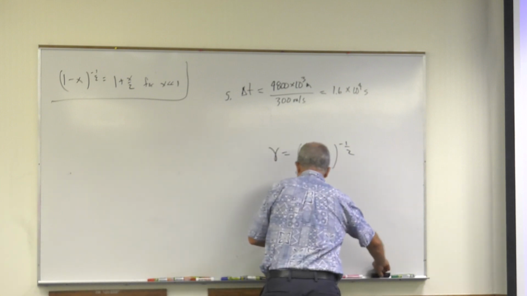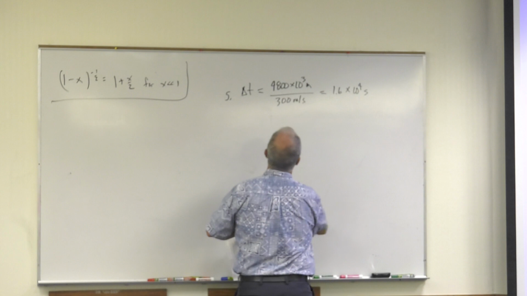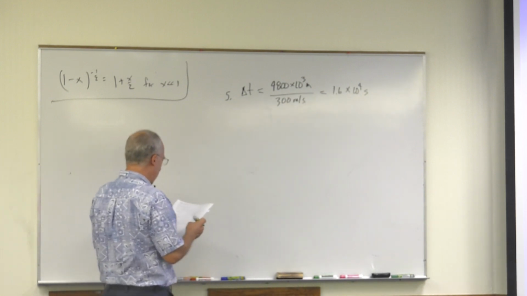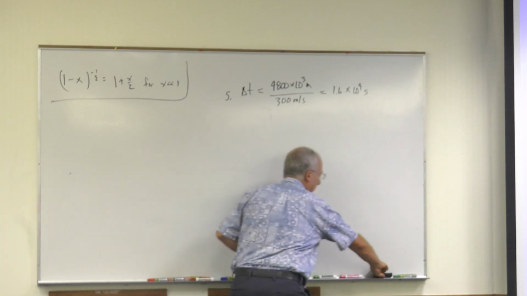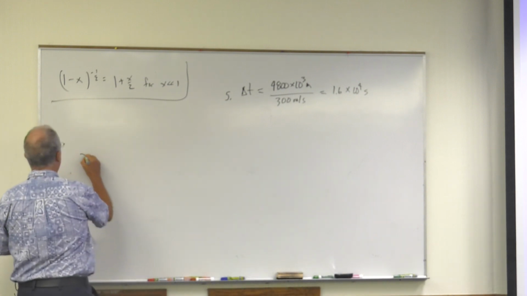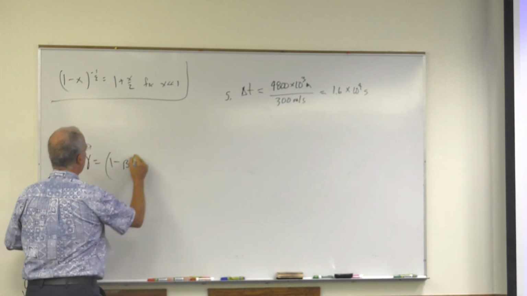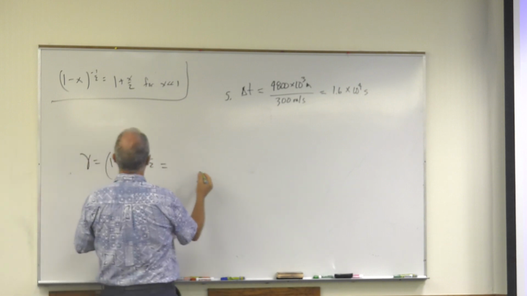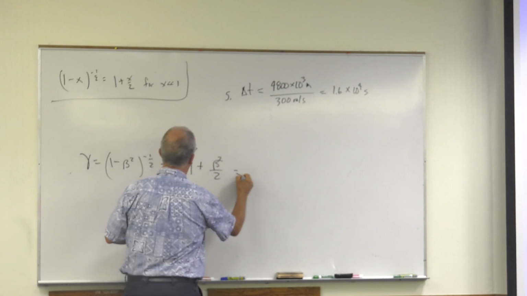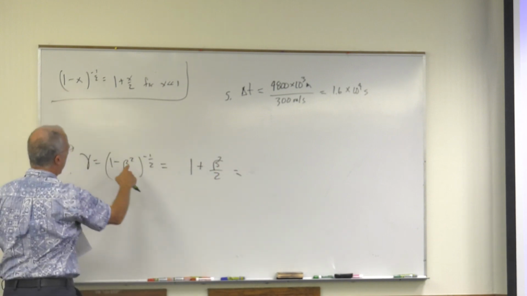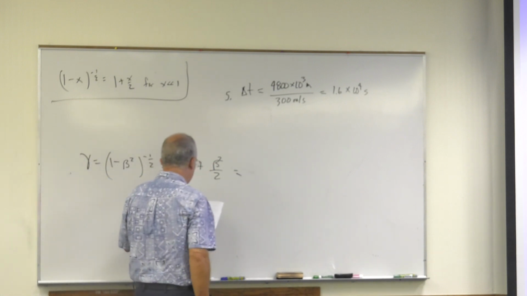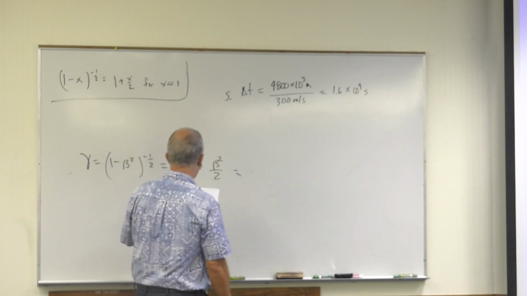All right, so let's go back. So what we have then is, sorry, gamma is (1 minus beta squared) to the negative 1/2. That's the same thing as 1 plus beta squared over 2, right? Because the x is the beta squared.